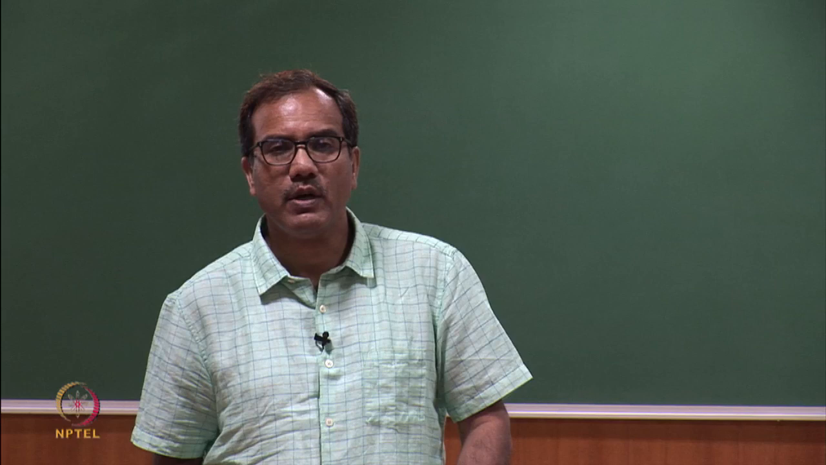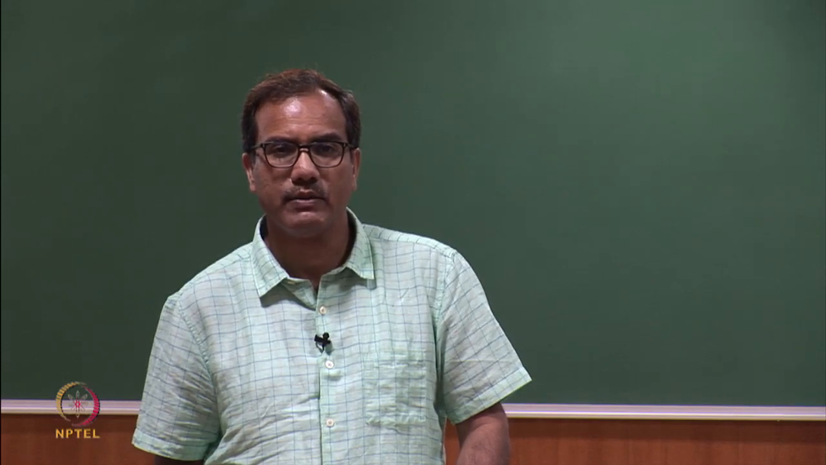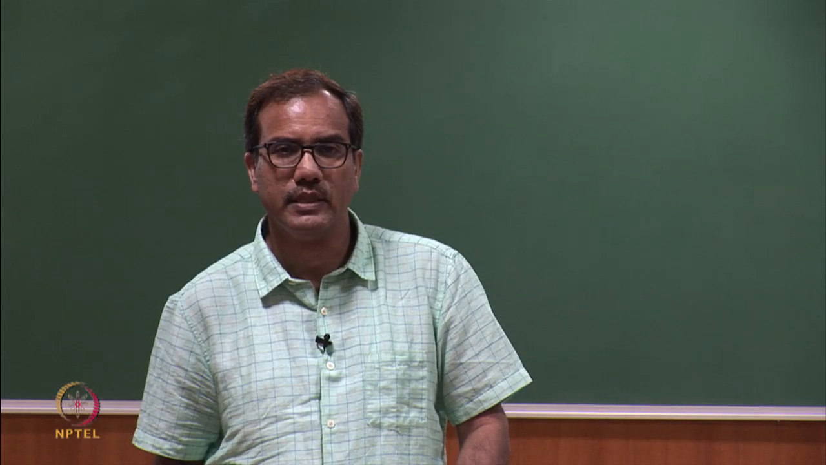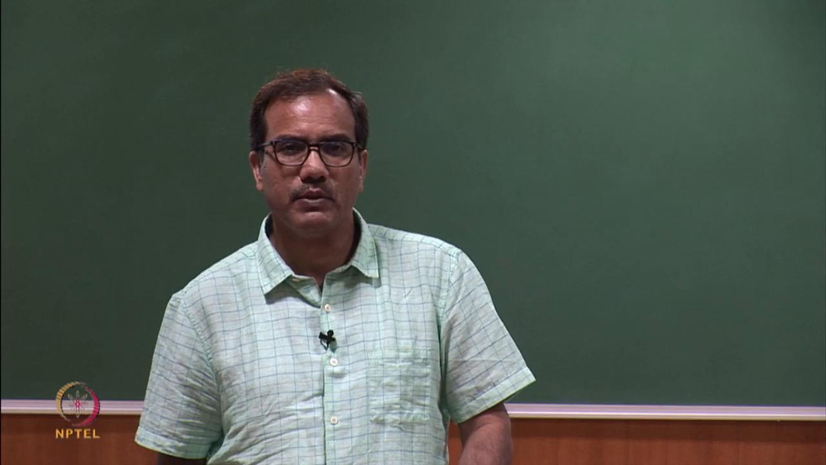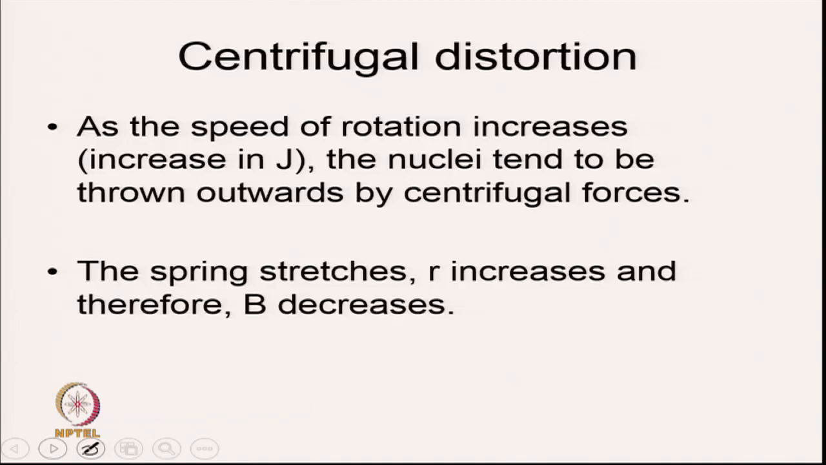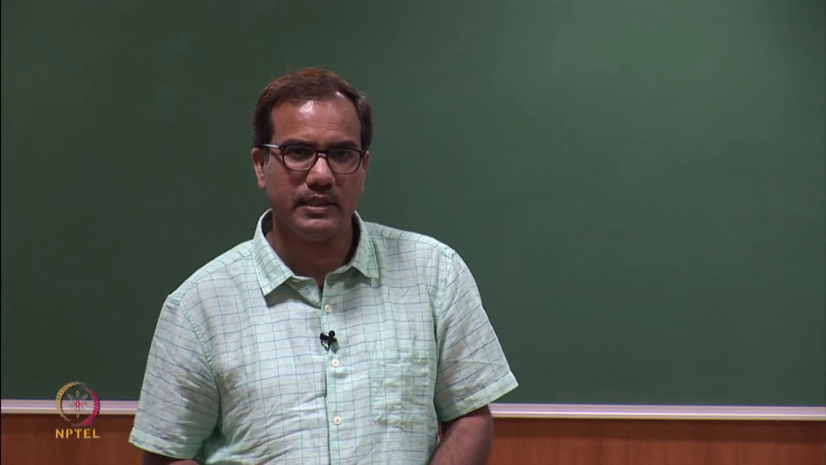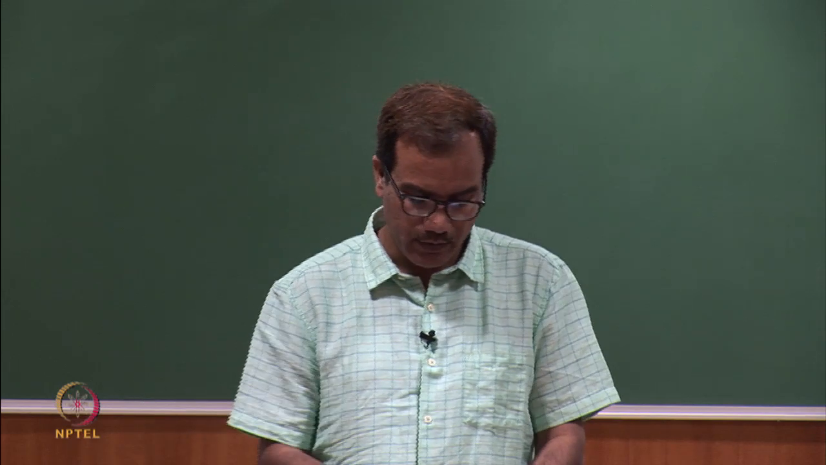Till now we talked about the rigid rotor, where we took R as constant, but in reality it does not happen as such. As the speed of rotation increases, nuclei tend to be thrown outward by centrifugal forces. So, your bond is stretching, R increases and therefore B decreases.